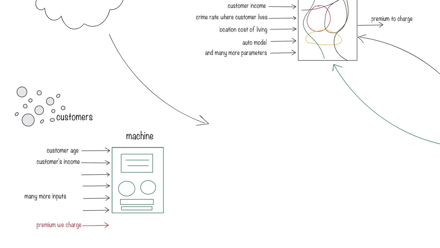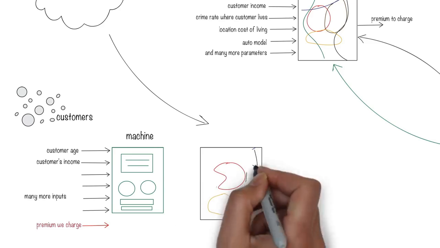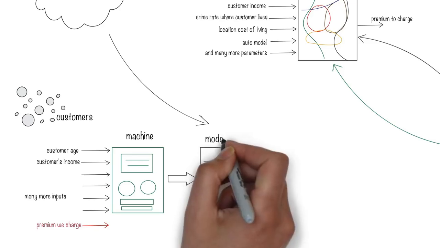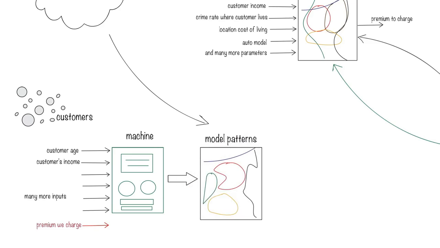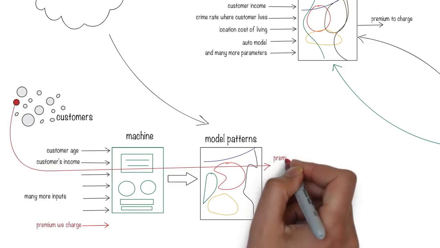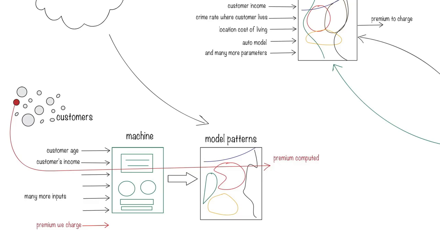If you feed this data into a machine, it could identify patterns in that data and build internal models to represent those patterns. Then, given a new customer, it could use its internal representation to compute the premium for that customer. As the demographics of the customers change, the machine can update its representation to adapt.